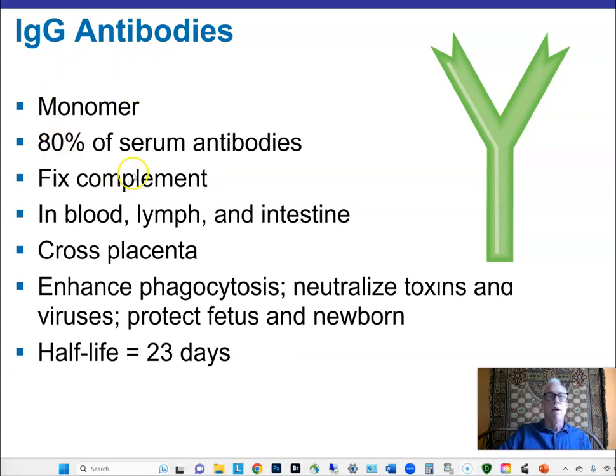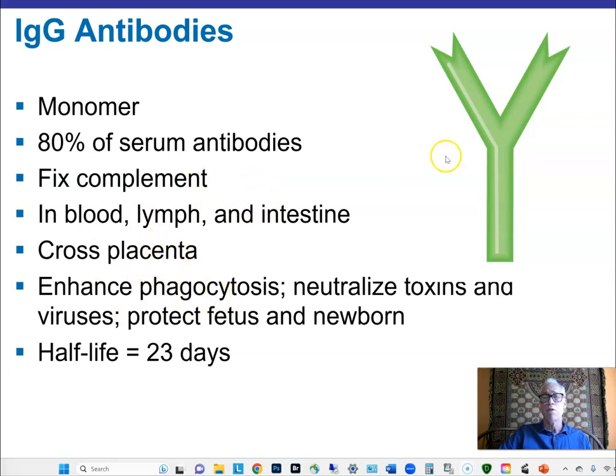Okay. Anyway, these antibodies can activate complement or fix complement. They can circulate in the blood, in the lymph fluid, in the intestines. They cross the placenta. When a mother gets exposed to an antigen and has an adaptive immune response and makes antibodies, those antibodies then also protect the newborn because all those antibodies cross right over into the fetal circulation in utero. And then when the baby's born, it's got all the mother's antibodies. So it's pretty robust immunologically at that time.